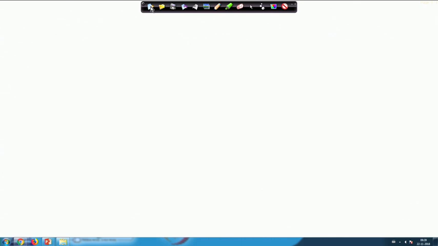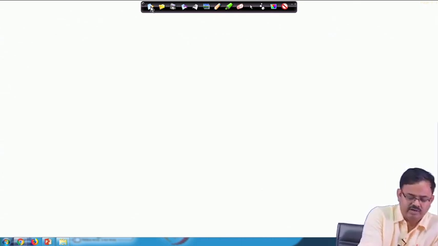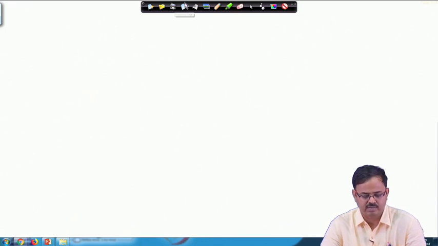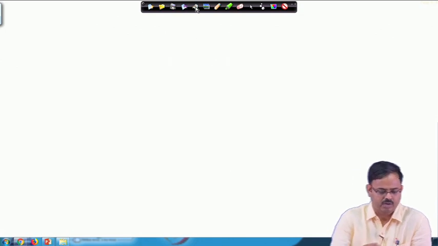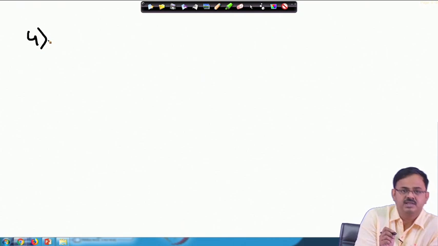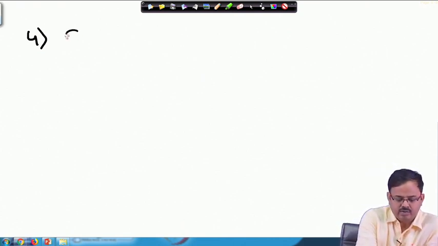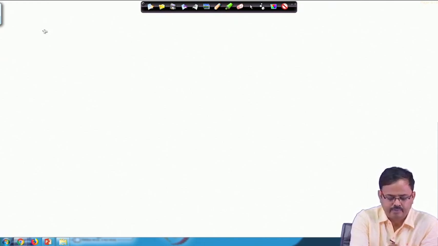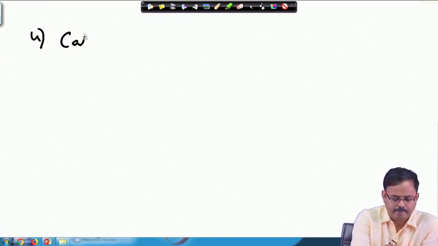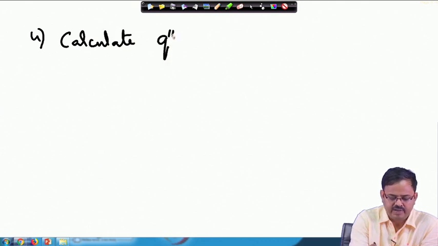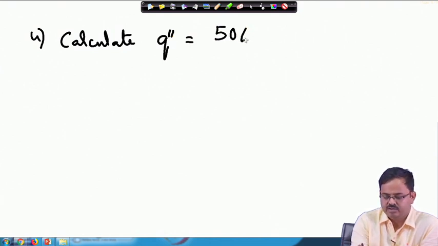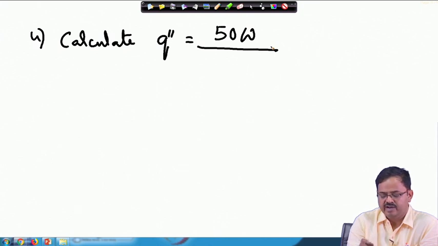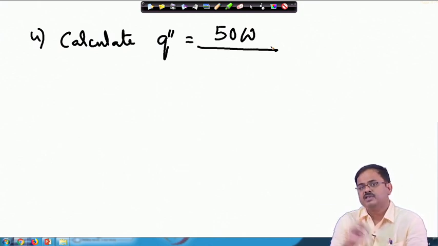So, now let us go to a new page. I have found the heat transfer coefficient. Okay, what was the last number? 3. Okay. So, step 4 therefore is, now calculate the heat flux q double prime. What is that? That will be 50 watts divided by the area of the circuit board.